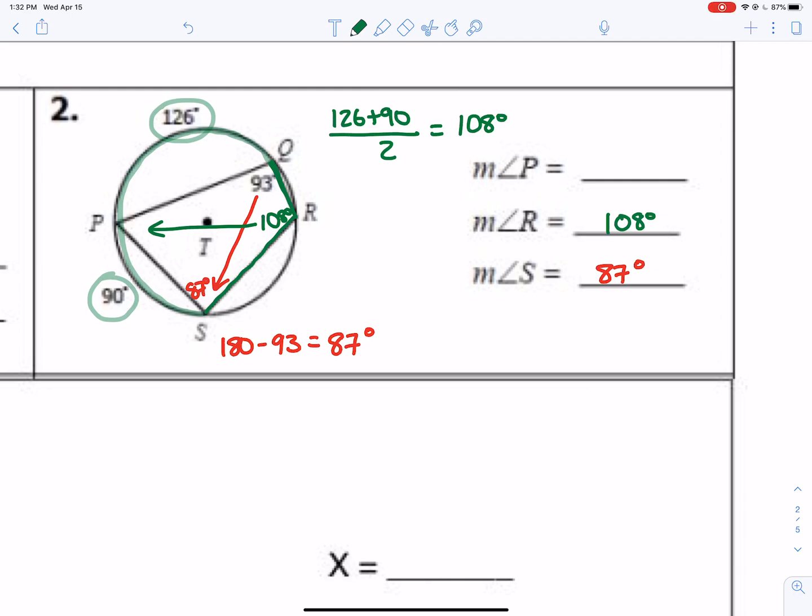We could definitely just figure out P from there, because P and R are opposite angles. And so P would be 180 minus 108, which would just leave us with 72 degrees for angle P.